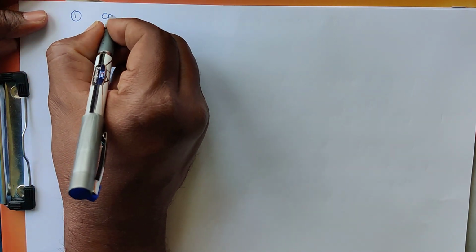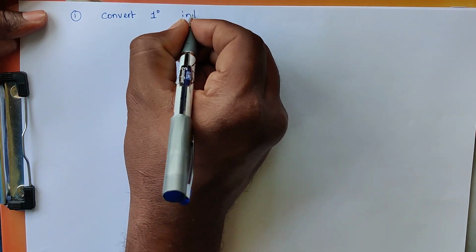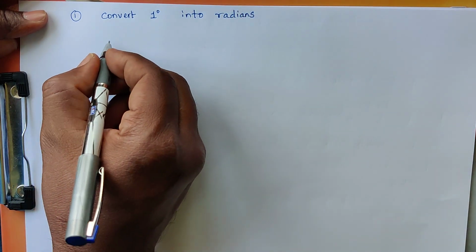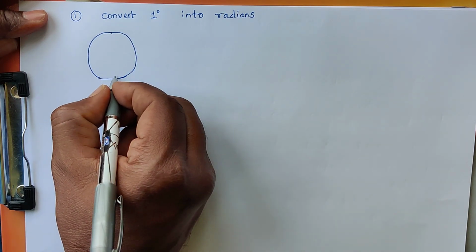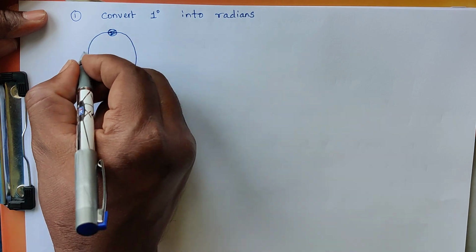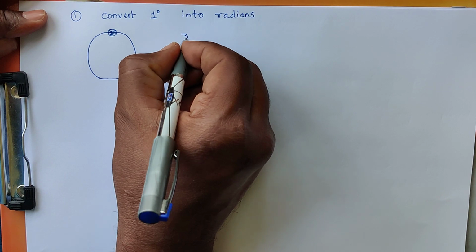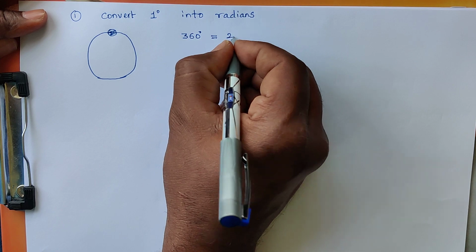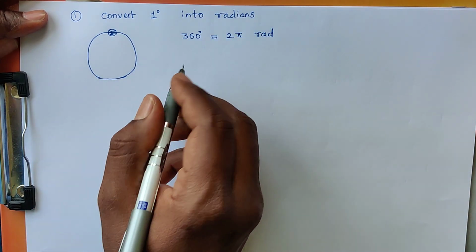Right. One question. We will solve one question. Convert 1 degree into radians. We know when a particle completes one revolution in a circular path, we can say that it makes an angle of 360 degrees. 360 degrees is equal to what? 2 pi radians. 360 degrees equal to 2 pi radians.